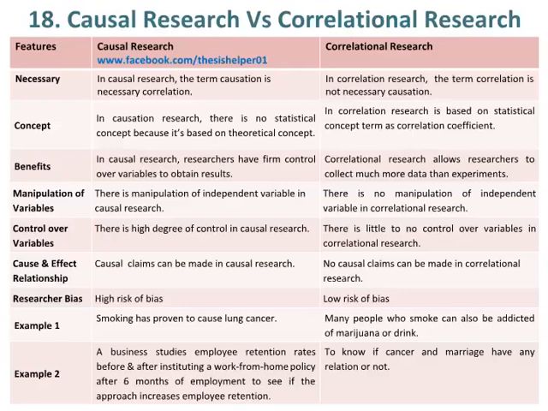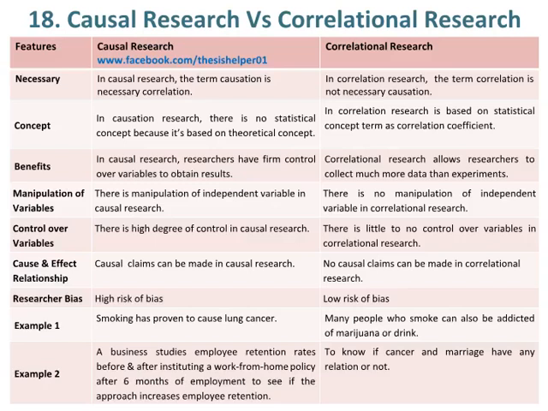In causal research, the term causation is necessary correlation, whereas, in correlation research, the term correlation is not necessary causation. In causation research, there is no statistical concept because it's based on theoretical concept. Whereas, correlation research is based on a statistical concept termed the correlation coefficient. In causal research, researchers have firm control over variables to obtain results.